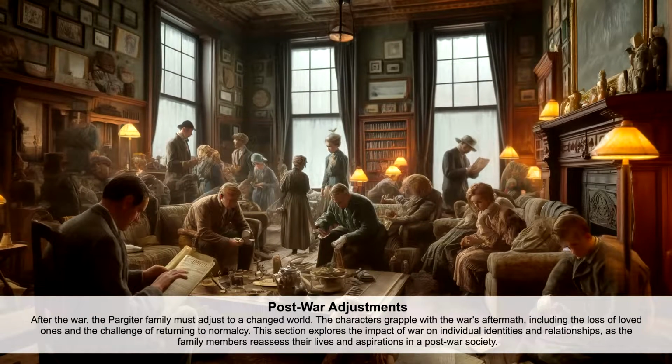Post-war adjustments. After the war, the Pargeter family must adjust to a changed world. The characters grapple with the war's aftermath, including the loss of loved ones and the challenge of returning to normalcy. This section explores the impact of war on individual identities and relationships as the family members reassess their lives and aspirations in a post-war society.